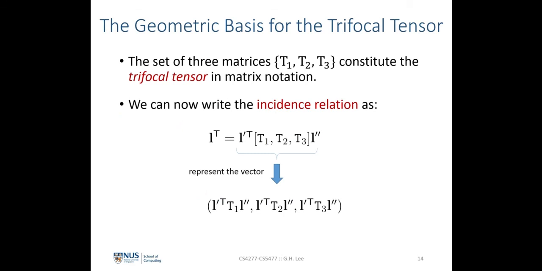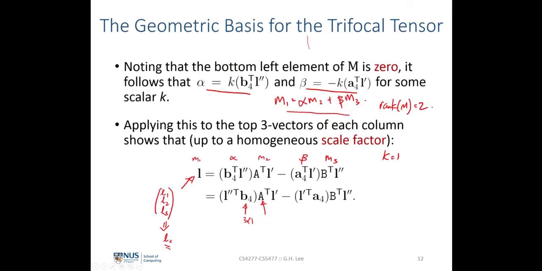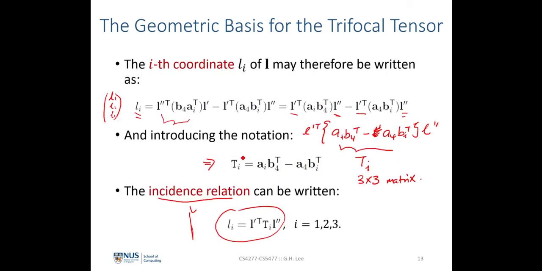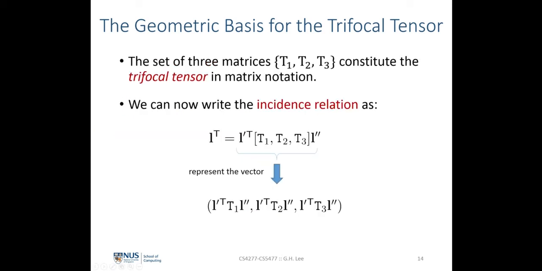And now we are going to call this set of three matrices T1, T2, and T3. Recall that each of these, which we generally call T_i, is used to compute the respective entry in the first image line. So we collectively call this T1, T2, T3, where each of them is a 3 by 3 matrix. If we stack them together, this becomes what we call the trifocal tensor, because this is a tensor when we stack them all up.